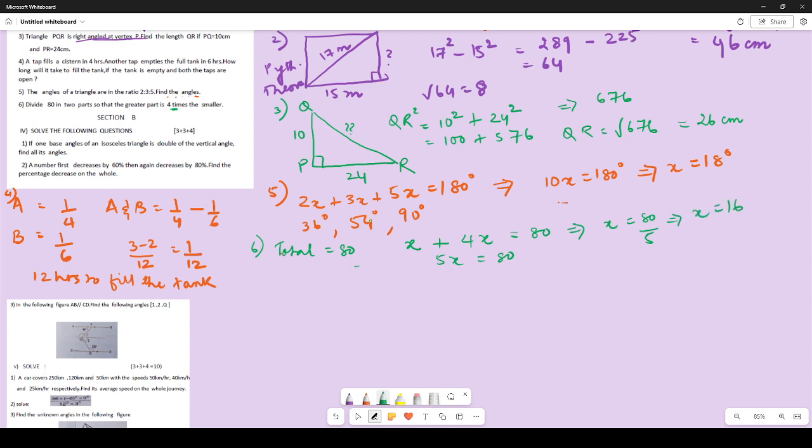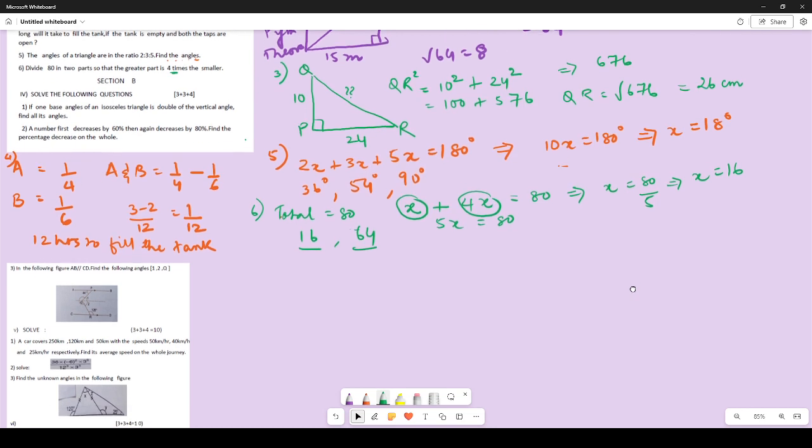So that means the smaller part is 36, right? And the larger part is 144. And if you add 36 and 144, it comes to 180, right? So that is how you are supposed to do it.